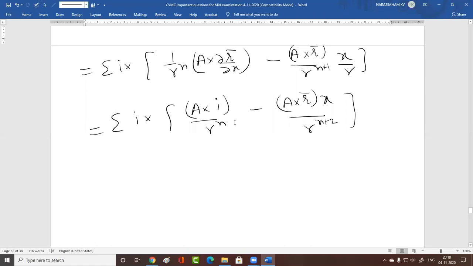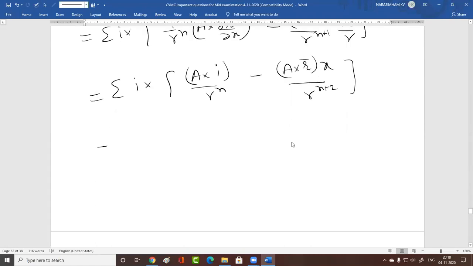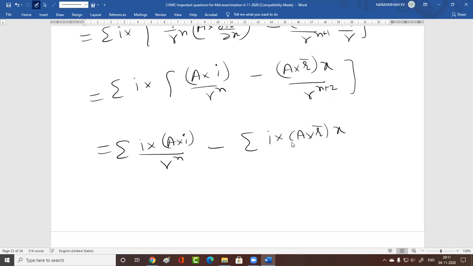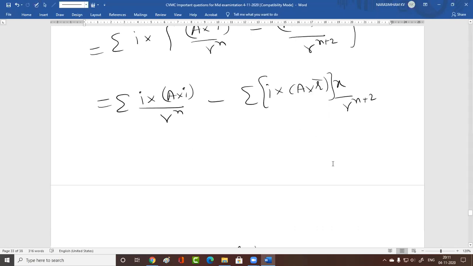Now dot product. i cross i. Okay, first I will write the first term. i cross A cross i by R power n. Here sigma i cross A cross R bar into x by R power n plus 2. Okay. Now again using the triple product formula, A cross B cross C. So finally you will get the required solution.